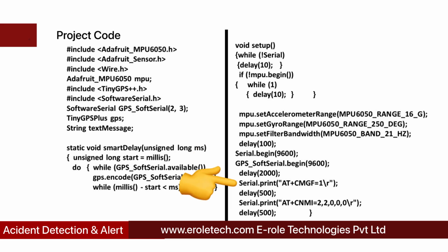Serial.print AT plus CMGF equal to 1. This command will turn on the text mode in GSM module. Serial.print AT plus CNMI equal to 2, 0, 0, 0. This GSM command will automatically read the received message.